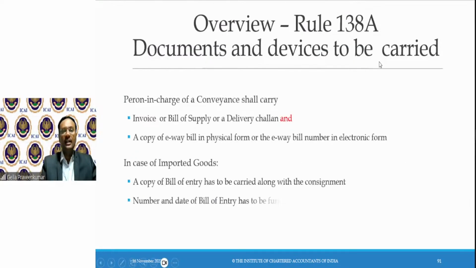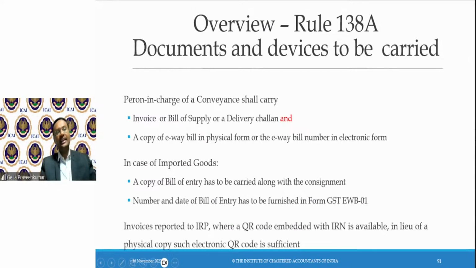Then, from here, 138A, B, C, D, E, F. There are 6 sub-rules which are incidental and procedural to the main rule called 138. Out of the 6 rules, 138F is a recent amendment which came in August 2023. Probably 138F is what would be tested in your examination. I'll see if there are any doubts before we go further.